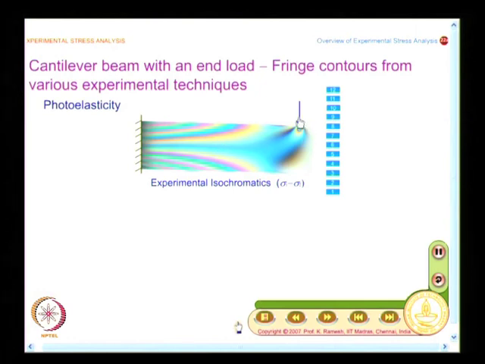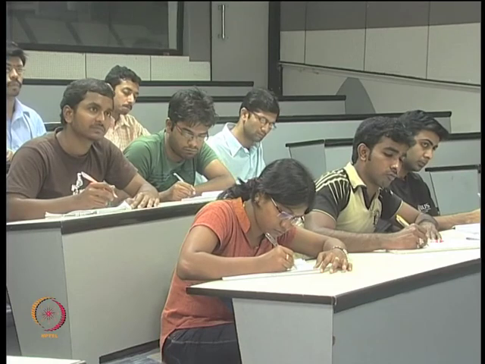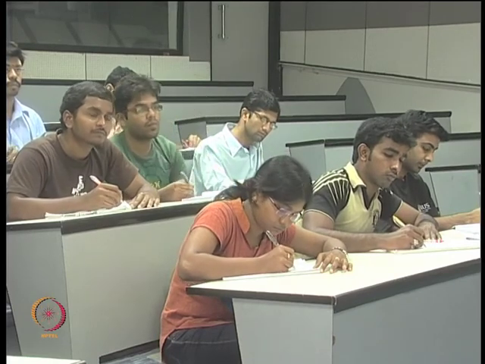and this is the load application point where you have fringes concentrated, and this is the clamped end, and this is how you get experimental isochromatics. So, experimental isochromatics are different from what you have seen in the case of beam under 4-point bending, and naturally the displacement contours are going to be still more complicated.